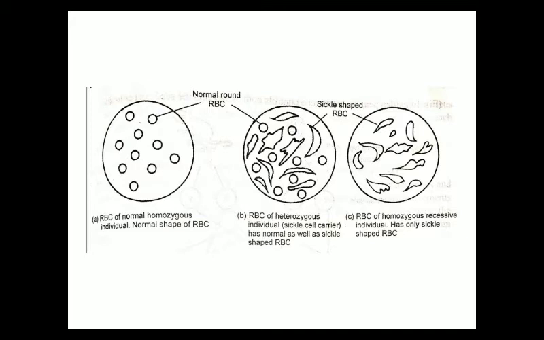The third possibility is that both alleles are in the recessive form, that is HBS HBS. In this condition, all the RBCs will become sickle shaped, and ultimately that person will die. They will not be able to survive just after birth, or maybe only within 1 to 2 days. Such individuals will not survive if they have the genotype HBS HBS.